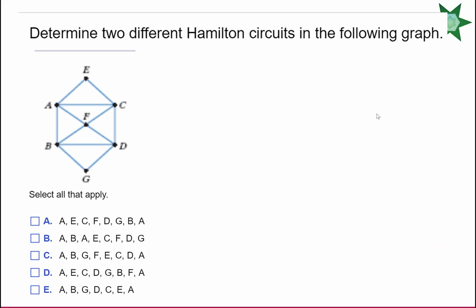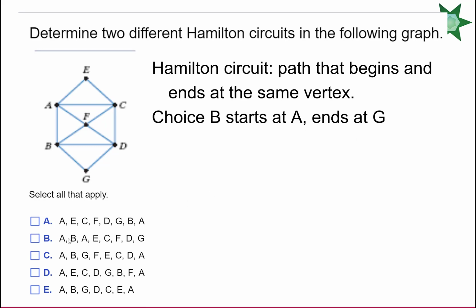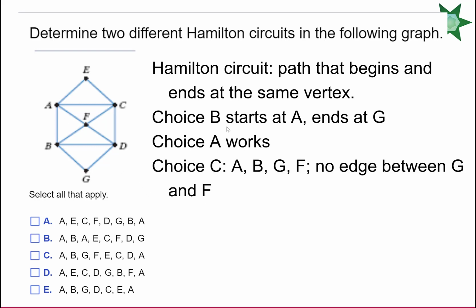Determine two different Hamilton circuits in the following graph, and there are 4 choices given. First we can eliminate choice B because it starts at A and ends at G, and remember a circuit has to start and stop at the same vertex. So let's try A. It goes A, E, C, F, D, G, B, A. That one works. We already eliminated B.